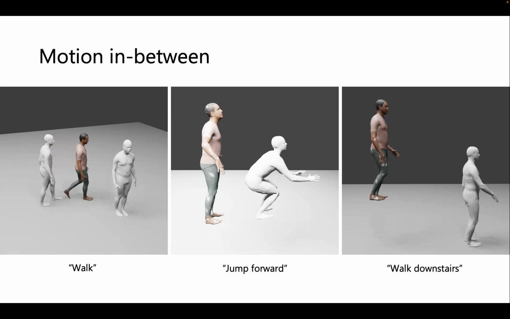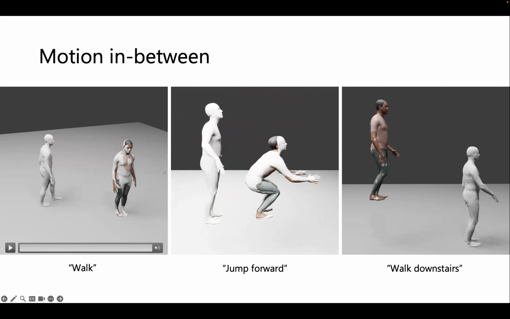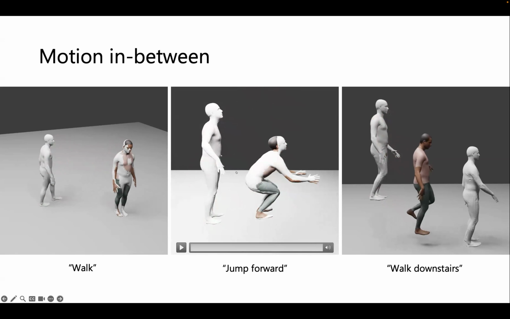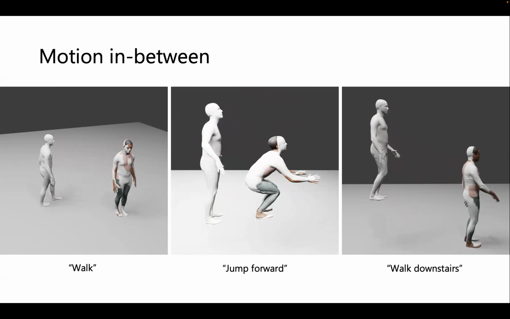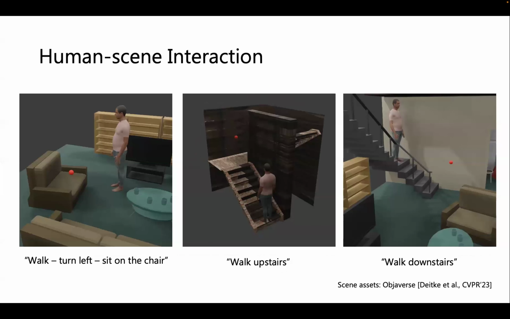So you can see, this is motion in between. Given the starting frame and ending frame, we try to optimize the latent representation, this Z, that can generate smooth, natural motion that can reach the target, right? This is motion in between.